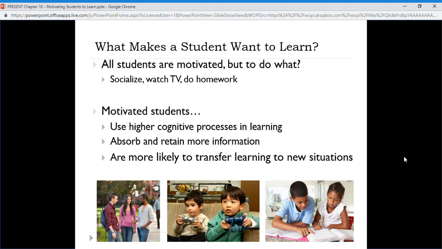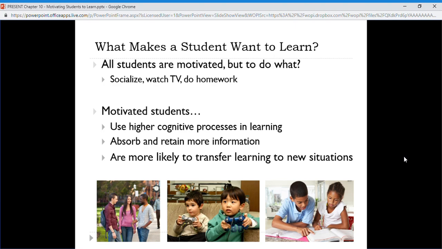And it's important to note that everybody's motivated, so all students can be motivated, but they may be motivated by different things. So students, for example, can be motivated by socializing and that social attention piece. They may be motivated by watching TV. They may be motivated by doing their homework. So it's important to figure out what your students are motivated by so that you as the teacher can help build that into your lesson to make them want to learn and do well.